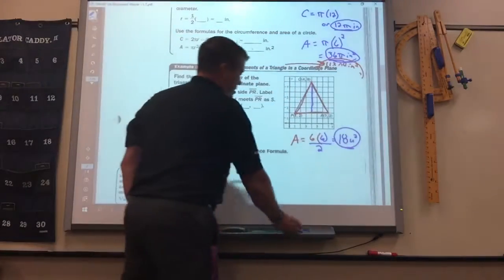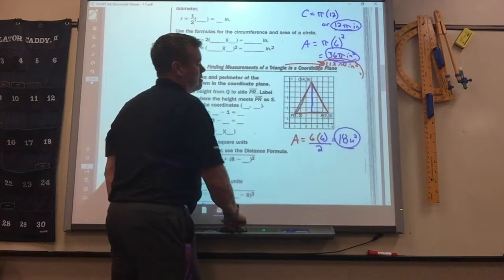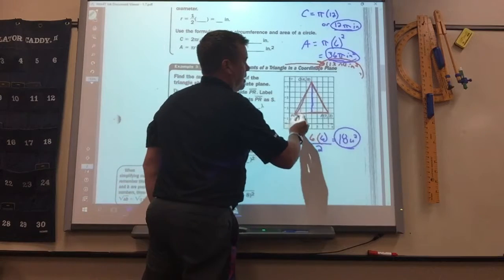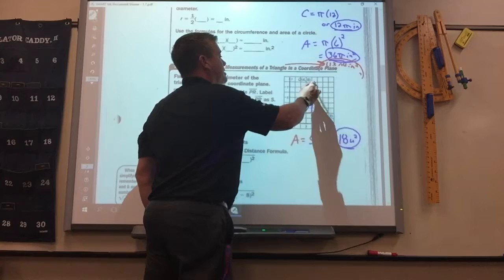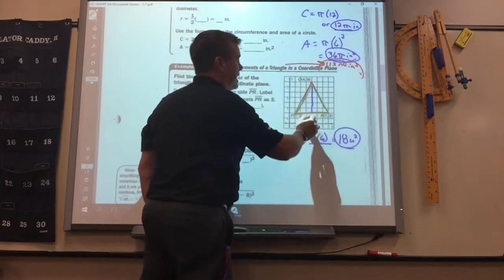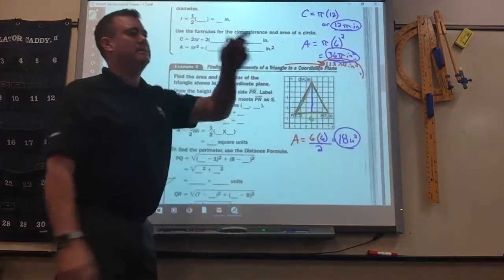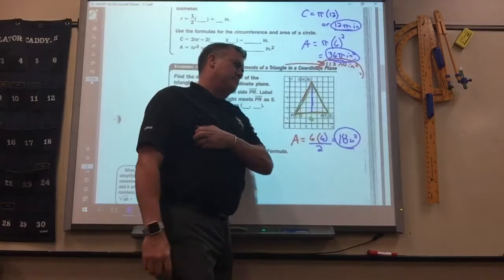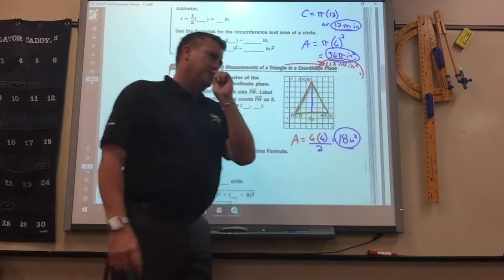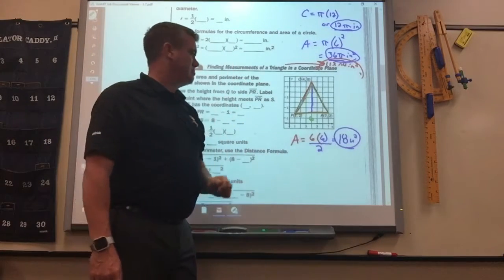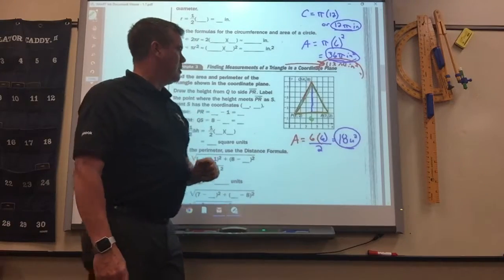Now, perimeter on this one is tougher. Perimeter, you got to add up all the sides. This side I know is 6. For the area of a triangle, do you add the base and height or multiply? Multiply, base times height.